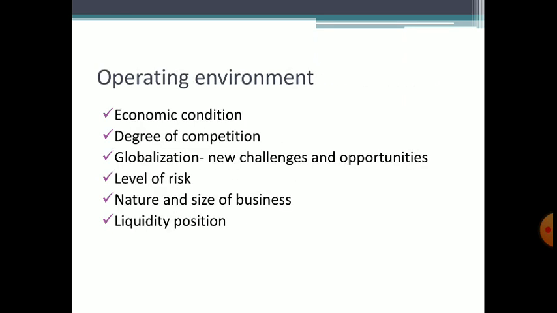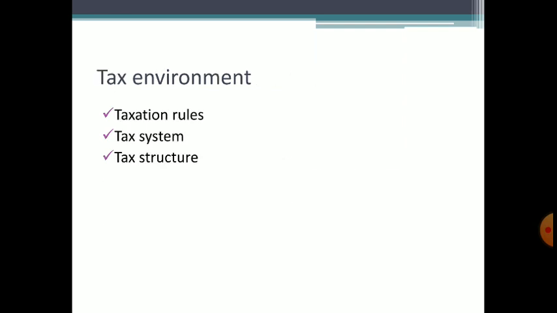The next one is operating environment, that includes economic condition or system of environment, then degree of competition, then globalization, that means new challenges and opportunities in the market, the level of risk, certainty of risk, the nature and size of business. The last, liquidity position, that means fund available for day-to-day operations in the organization. These are the operating environment for decision making. The last one is tax environment. It includes tax related terms, that is taxation rules, tax system, tax structure, etc. It is very essential for financial decisions.